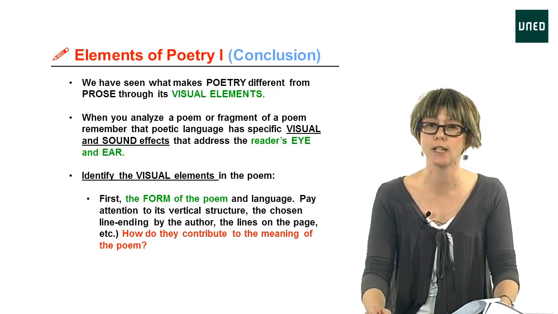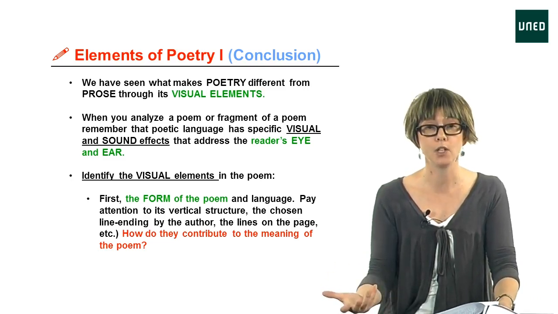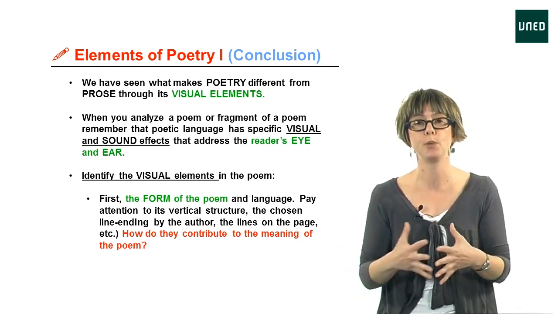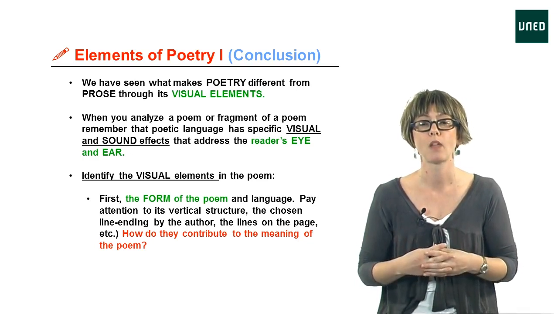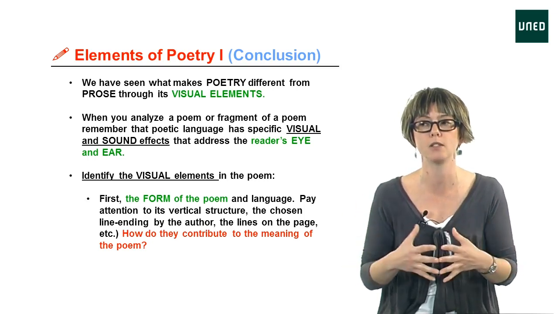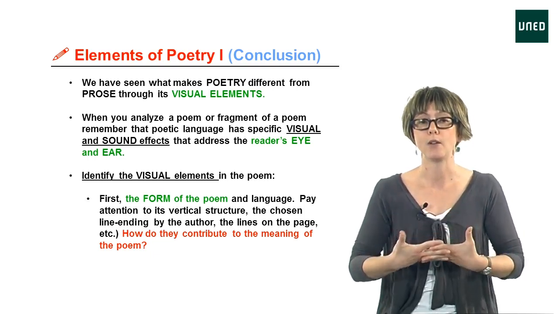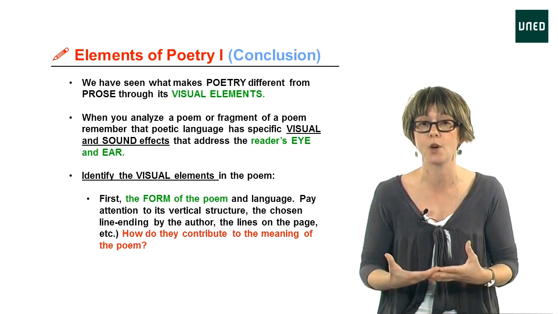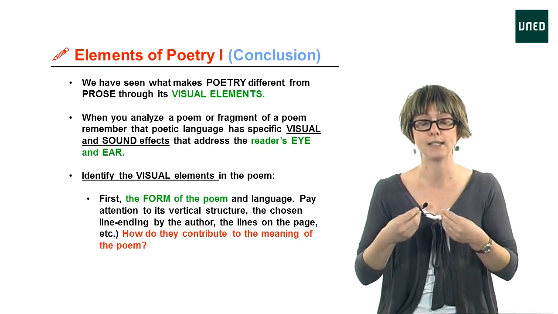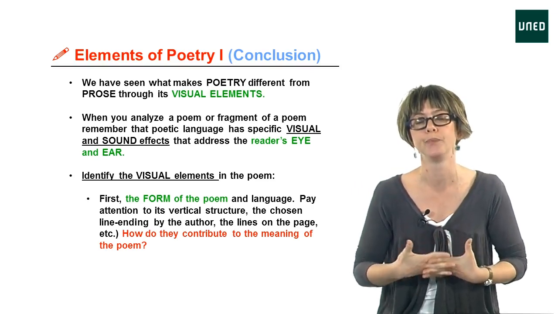All right. As a way of conclusion and summary, we can say that we have seen in this video class, Elements of Poetry 1, what makes poetry different from prose through its visual elements. And in order to channel all this that we have seen in relation to poetry analysis or text analysis, when you analyze a poem or fragment of a poem, remember that poetic language has specific visual and sound effects that address the reader's eye and the reader's ear.